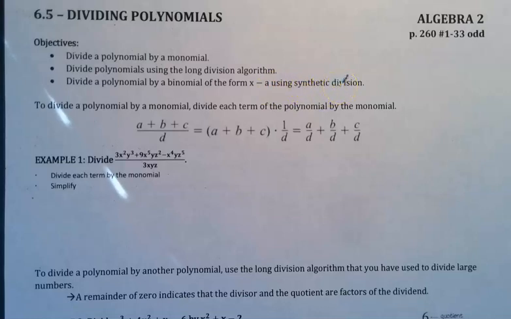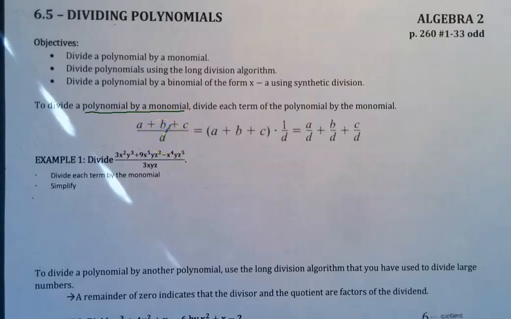Hopefully you remember these terms: polynomial, monomial, all that stuff, so that it's helpful. If not, we're going to go over it. So to divide a polynomial by a monomial, notice we have a plus b plus c. This is actually a trinomial because there's three components, a, b, and c, each separated by a plus sign. So we have three terms. We're dividing by a monomial, which is one term.